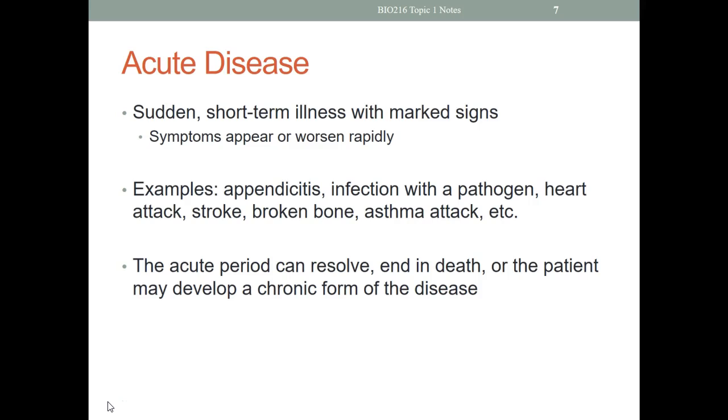With acute diseases, that acute period can resolve. It could resolve, and most do. It could end in death, or the patient could move on to a chronic form of the disease.